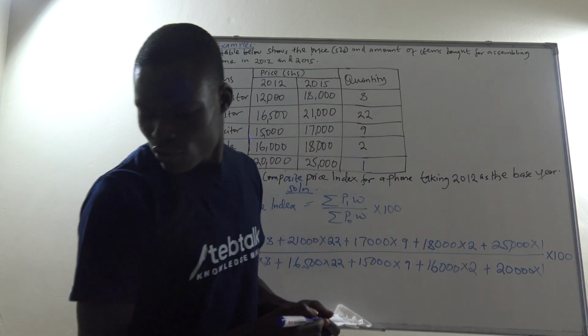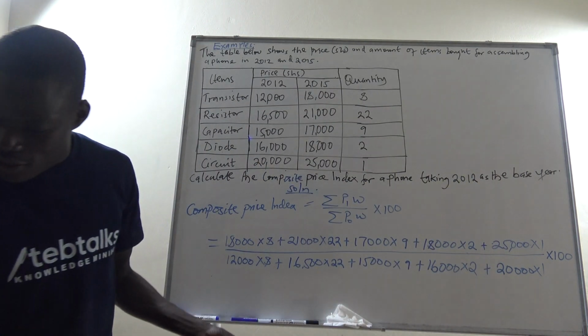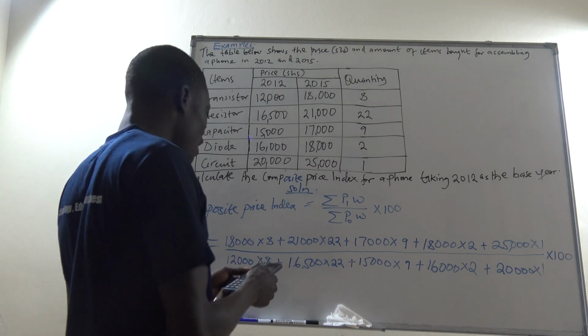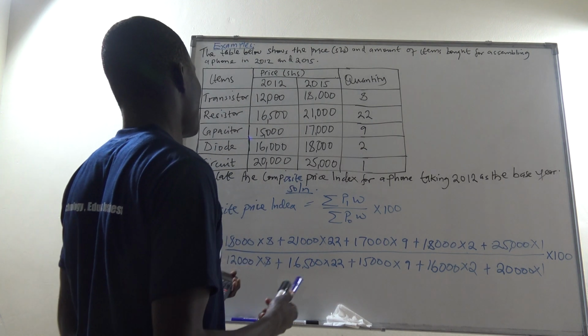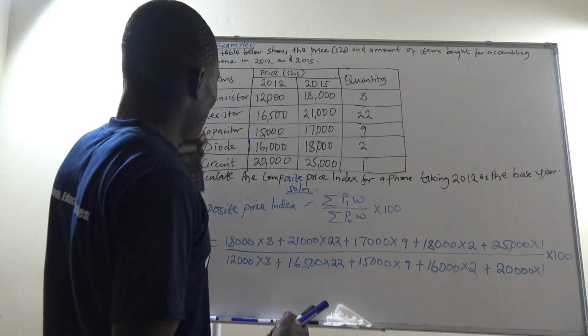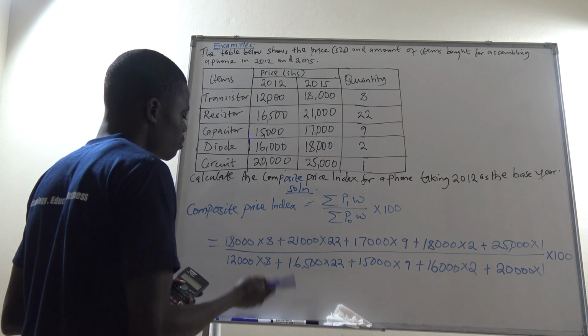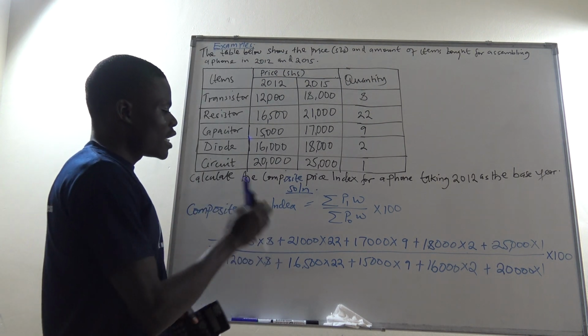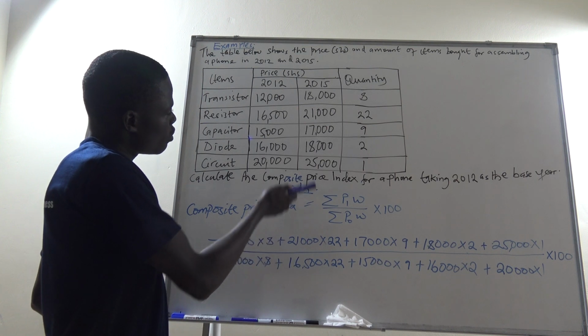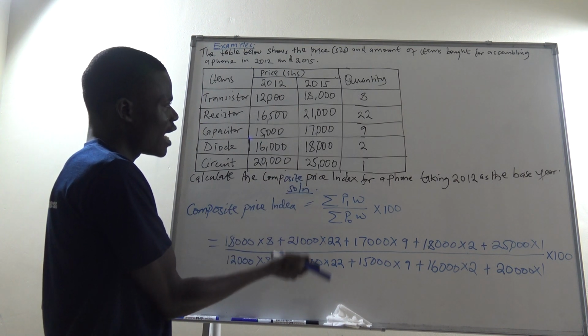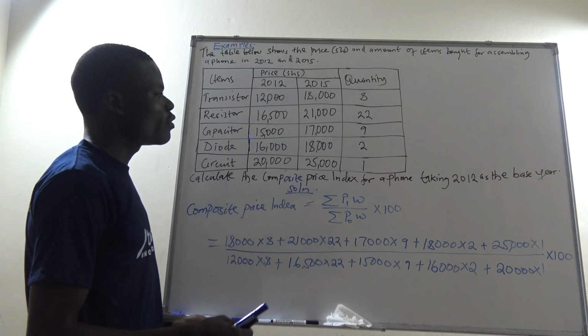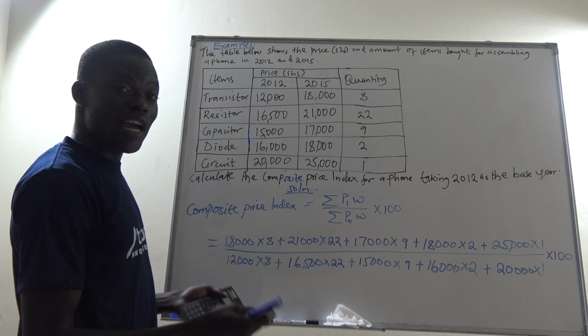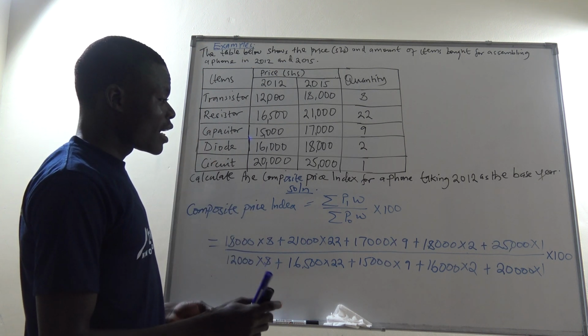Let's use our calculator and you see what we shall get. So make sure you don't misfire between the current year and the base year, because you may end up putting the prices of the current year in the base year, and then you mix with the prices of the current year. There you will get a wrong answer.